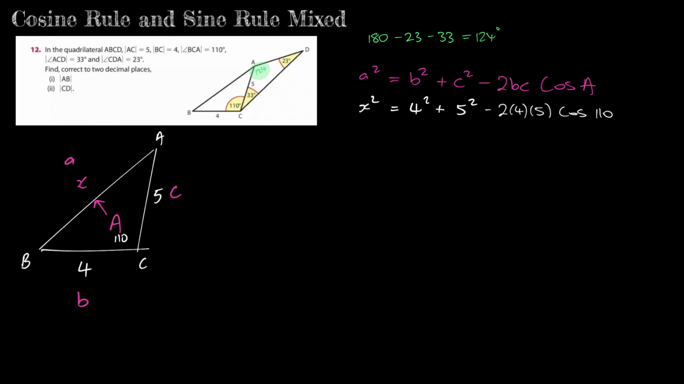You can see all of them, and how they link back in. b was equal to 4, c was equal to 5, and cos of the angle A is going to be cos of 110.